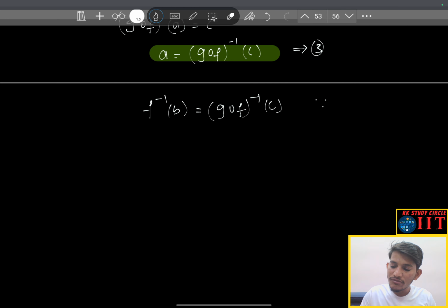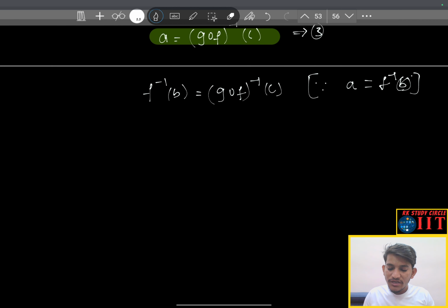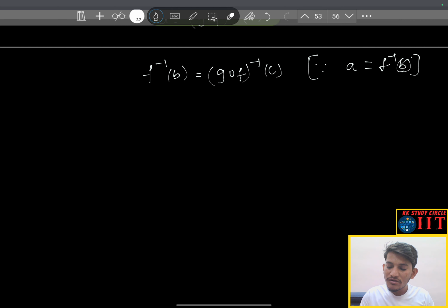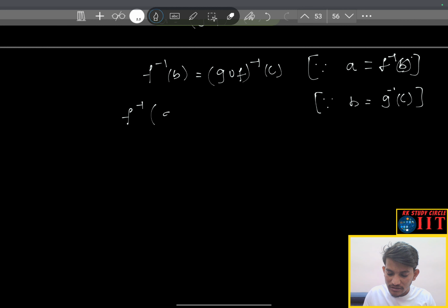I'm going to write A equals F inverse of B. The A value was equal to F inverse of B from equation number 1, right? And B is nothing but G inverse of C, where I have written G is the function that is onto in nature. Therefore, I am mentioning F inverse of G inverse of C, that equals (G of F) whole inverse of C.